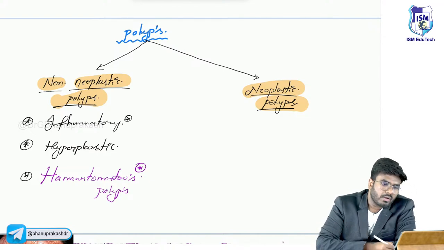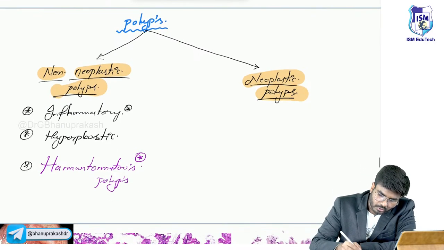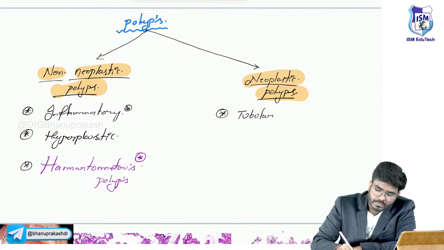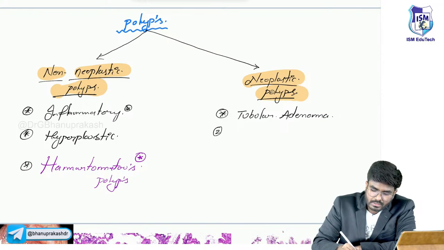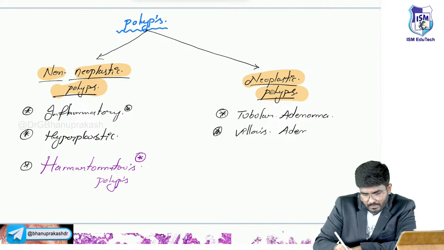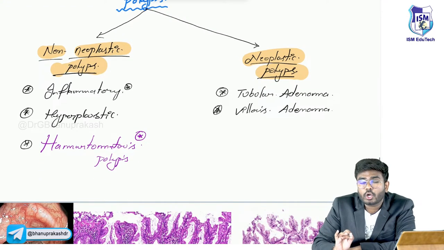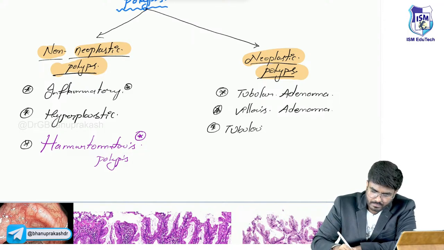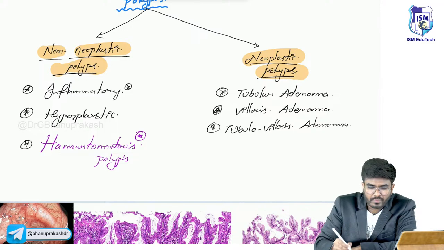Then you will get a question: what are the neoplastic polyps, sir? Neoplastic polyps, which means they will turn into cancer. These polyps will turn into cancer. Tubular adenoma. Next, villous adenoma. Right now they are not cancers, but they will turn into cancers. Okay. Next, tubulovillous adenoma.